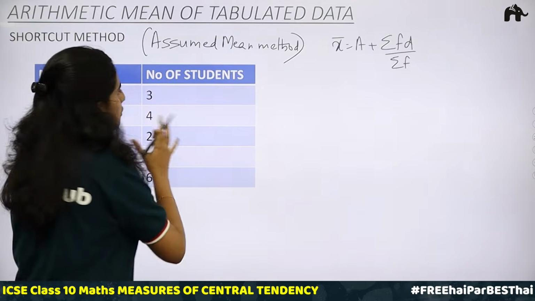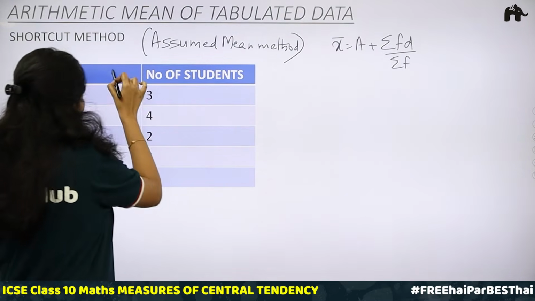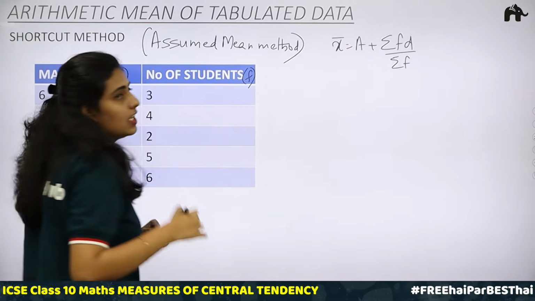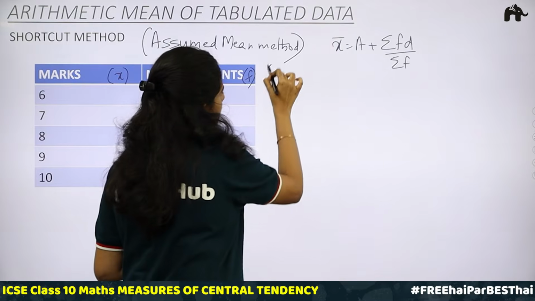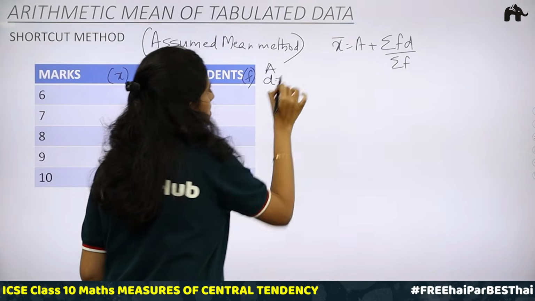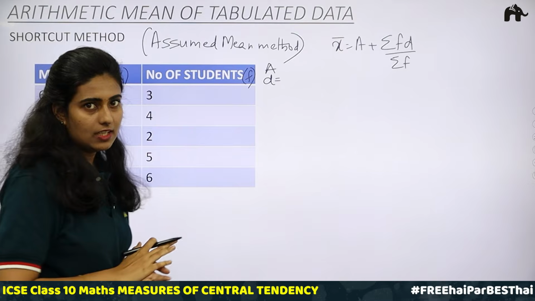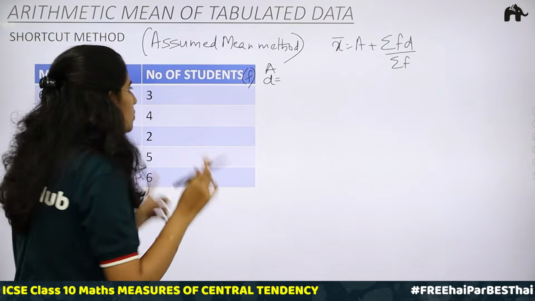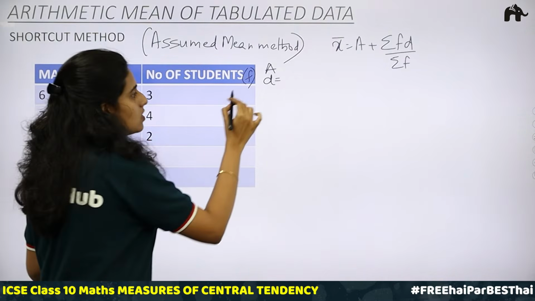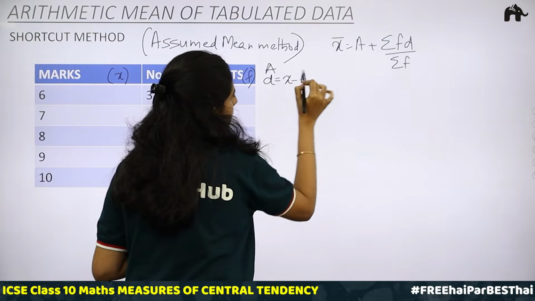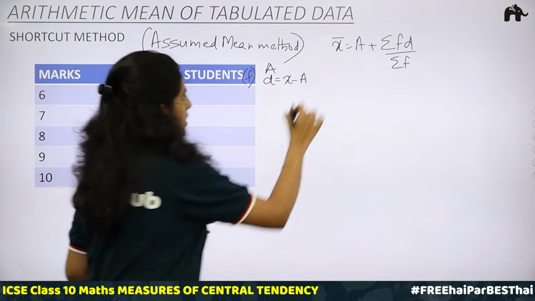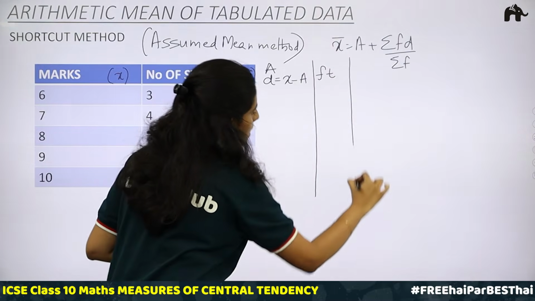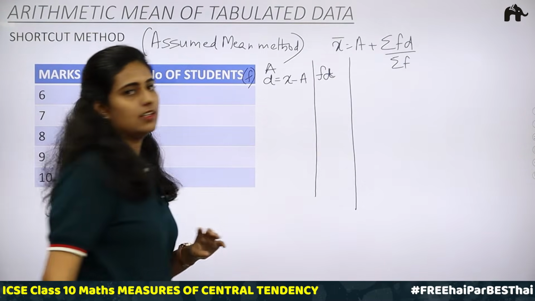So here we need 4 columns. The first column as usual gives us the x values and the second column is frequency. Now the third column, we will take an assumed mean and we have a d. d is called deviation. How do we get deviation? From x values you will have to subtract A. A is the assumed mean. You need to know what A is. So, subtracting A from x you will be getting the deviation. Then we will be taking the product of f and d, frequency into deviation.